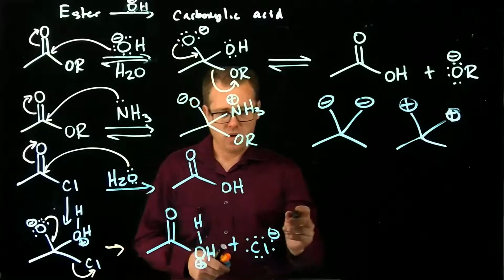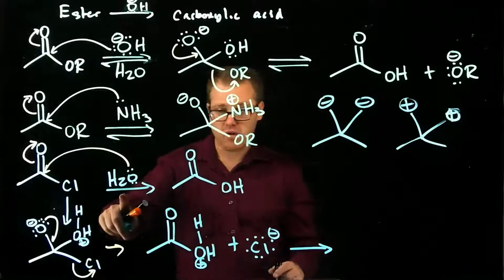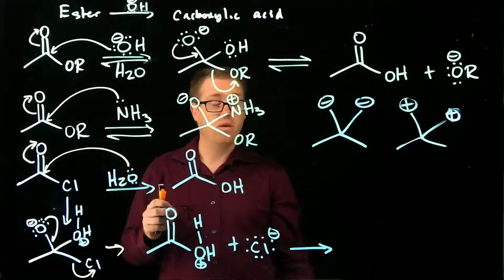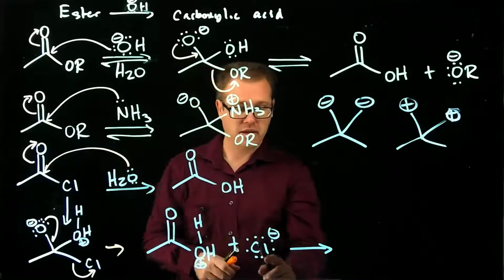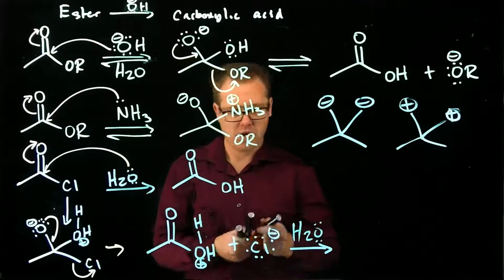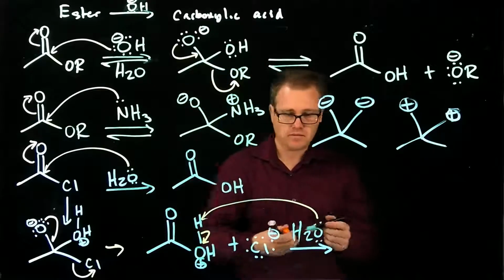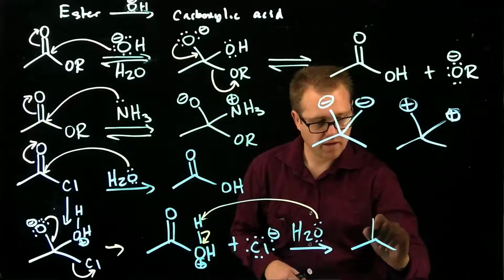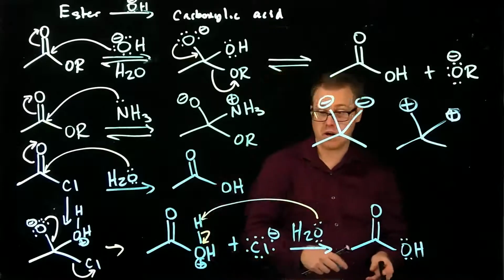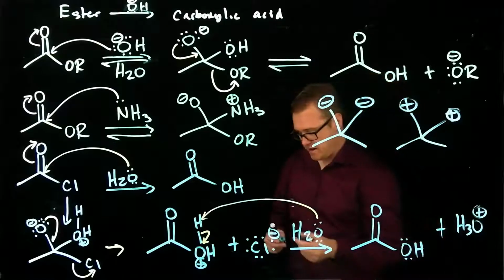And the next step is just another proton transfer step. And we have a lot of water. Yes, we generated a chloride here, but there's by far way more water than this chloride. And that is why we're going to use water right here to do the proton transfer step. And then that's going to give us our carboxylic acid. And then we would have our hydronium right there.